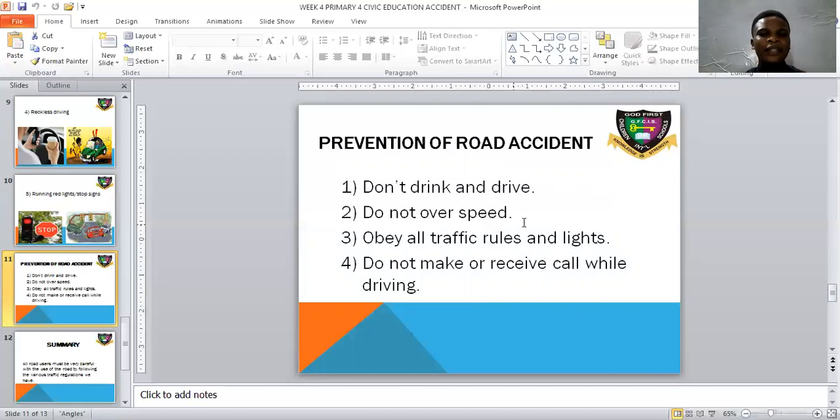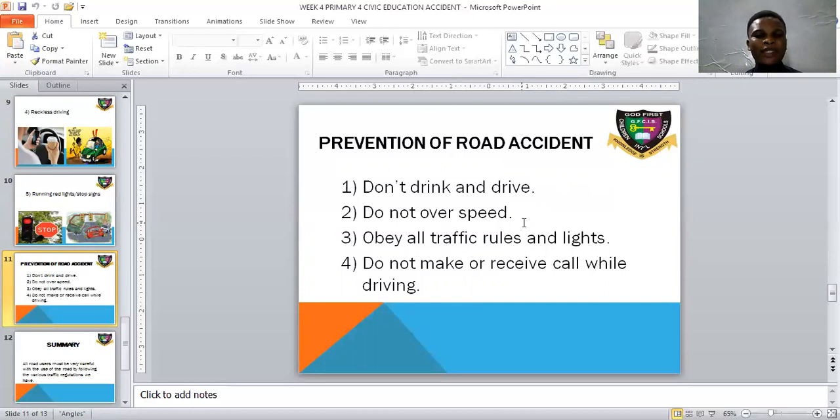Is that understood? The second one says, do not overspeed. That is, do not go 180, 200. Please, it is very dangerous. Obey the rules of speed limit. Another one is, obey all traffic rules and lights. That is, if you obey the traffic rules, when you see red, you stop. When you see yellow, you get ready. And when you see green, you move. If you obey all these rules and regulations, there won't be any form of accident.